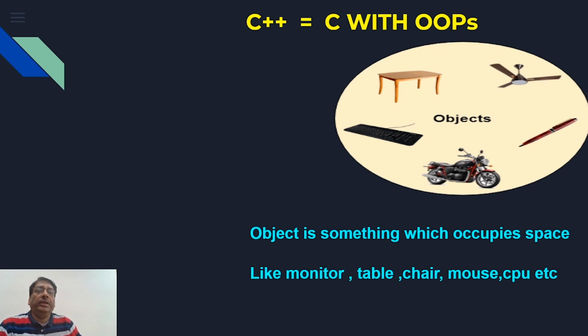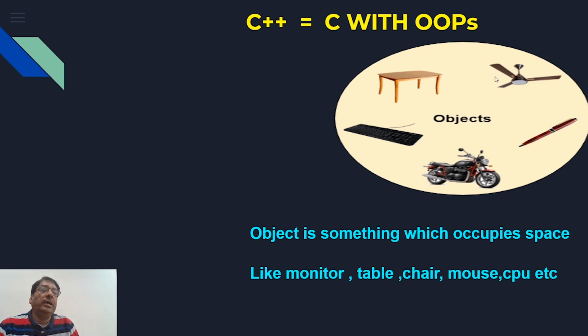You can see that there is an object called table, fan, pen, bike, keyboard, and so on. These objects do occupy some space, and each of these objects has properties and each object has some functionality. So when you talk about an object, it has some properties and it has some functionality. For example, if you take a table, the size of the table, color of the table, height of the table, and width of the table can be considered as the properties of the table, and the functionality of the table is that it can be used as a supporting device for a human being.